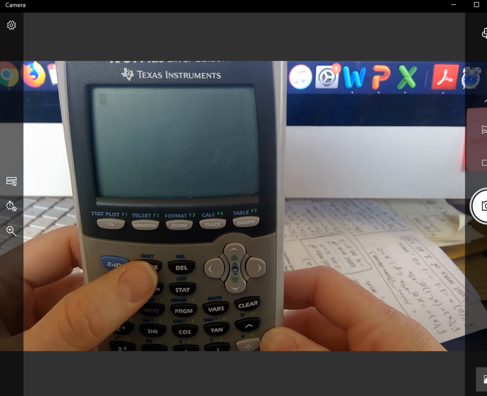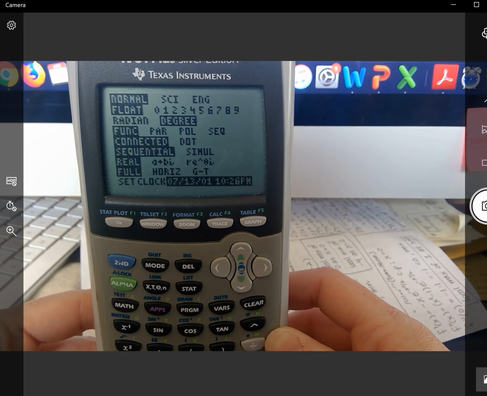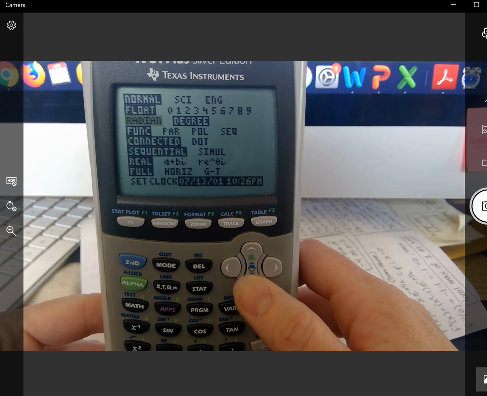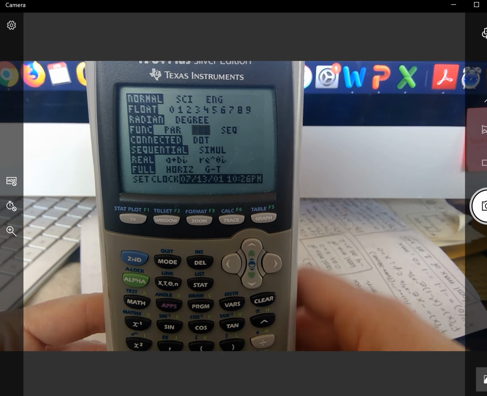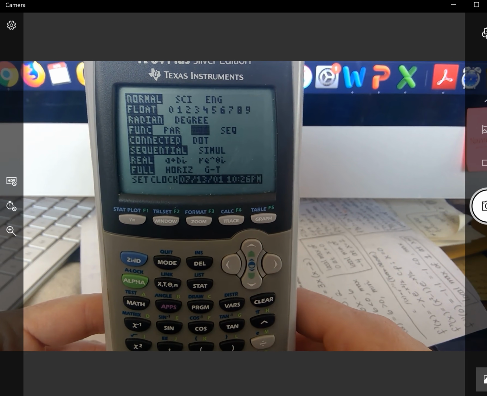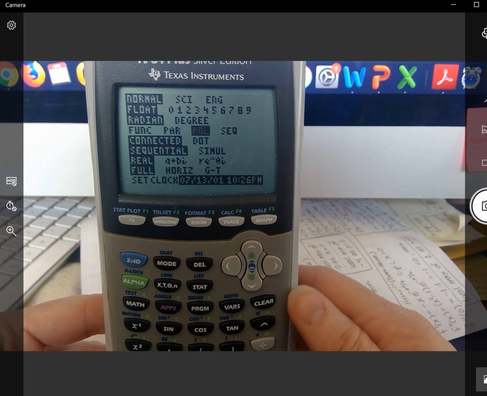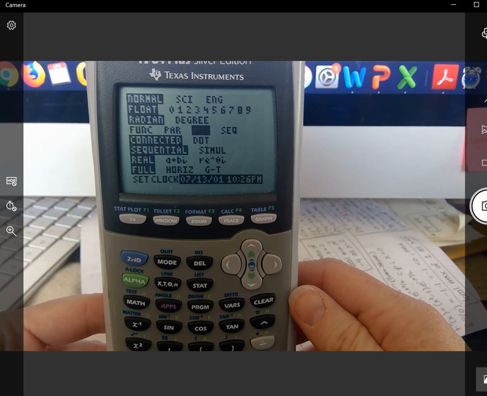So the first thing you want to do is go to mode. And when you're in mode, you want to make sure, first of all, that you're in radians. Then we want polar coordinates. There are all these different things like parametric that you'll talk about in Calc 3. So I'm going to go to polar.